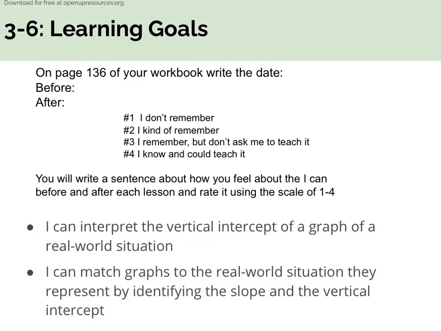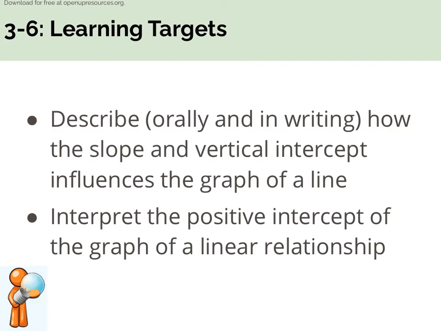We're going to read the I can statements and write yourself a sentence. I can interpret the vertical intercept of a graph of a real world situation. I can match graphs to the real world situation they represent by identifying the slope and the vertical intercept. Write a sentence and a number: 1, I don't remember; 2, I kind of remember it; 3, I remember, but don't ask me to teach it; and 4, I can teach it to my friend. A sentence and a number on page 136.